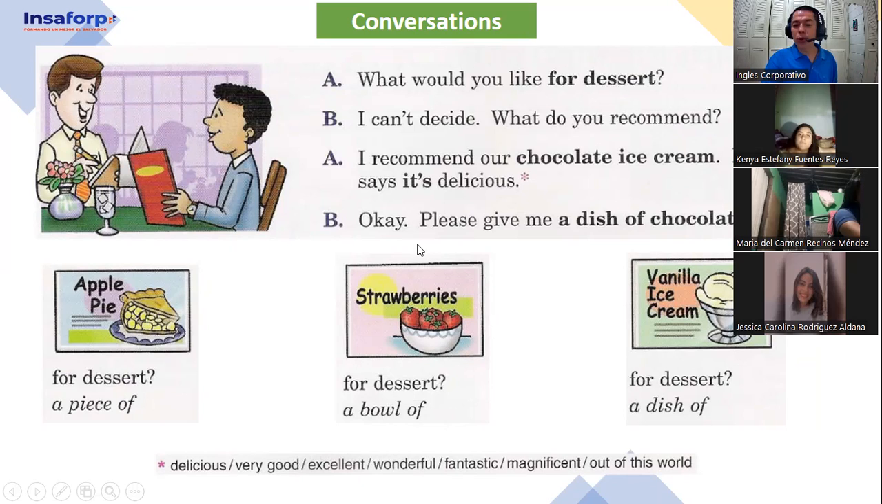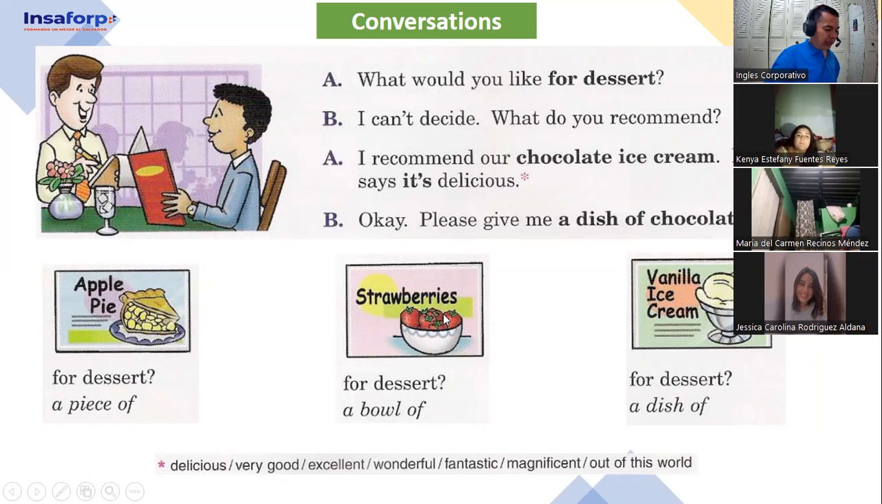Vanilla ice cream. No vanilla, no, it's vanilla ice cream, right? Like you say in English, tortilla. You said tortilla, right? Okay. Everybody says it's delicious. Everybody says it's excellent. Everybody says it's fantastic, etc., etc., right?